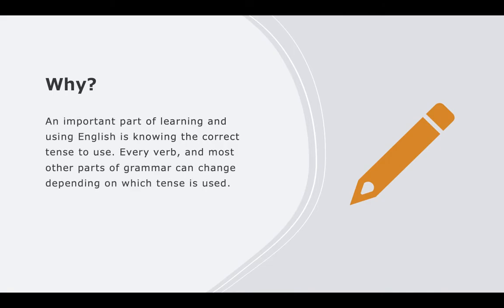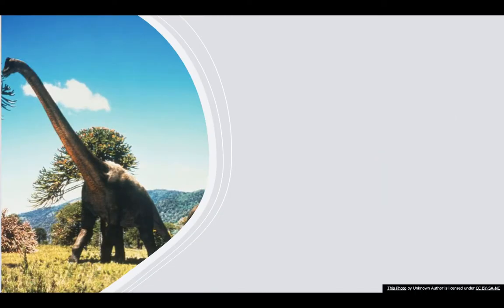An important part of learning and using English is knowing the correct tense to use. Every verb and most other parts of grammar can change depending on which tense is used. So, depending on if I'm talking about the past, the present, or the future, that can change the words that we use in our writing or just speaking.